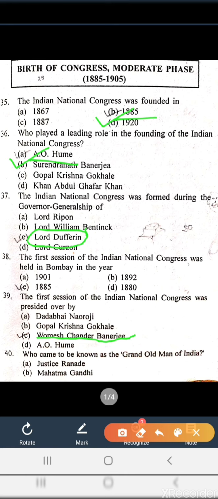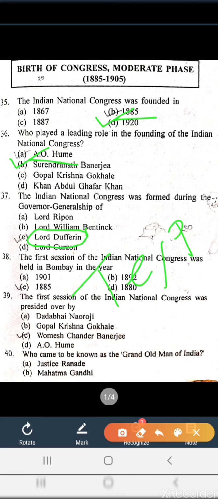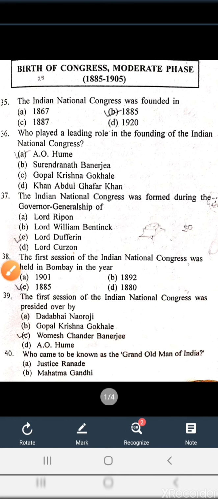One more important fact related to it. Where was the first session of the Indian National Congress held? It was held in Gokuldas Tejpal Sanskrit College of Bombay. Gokuldas Tejpal Sanskrit College of Bombay was the place where the first session of the Indian National Congress was held. Okay, let's move to the next question.